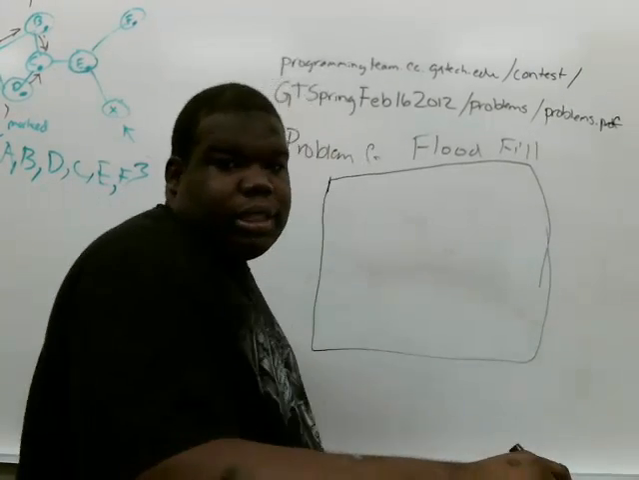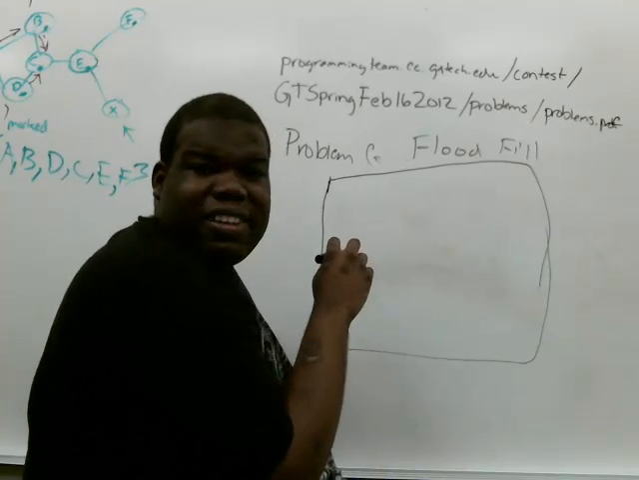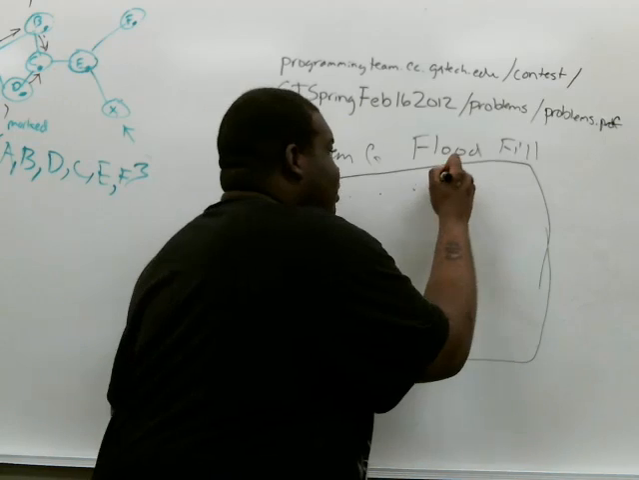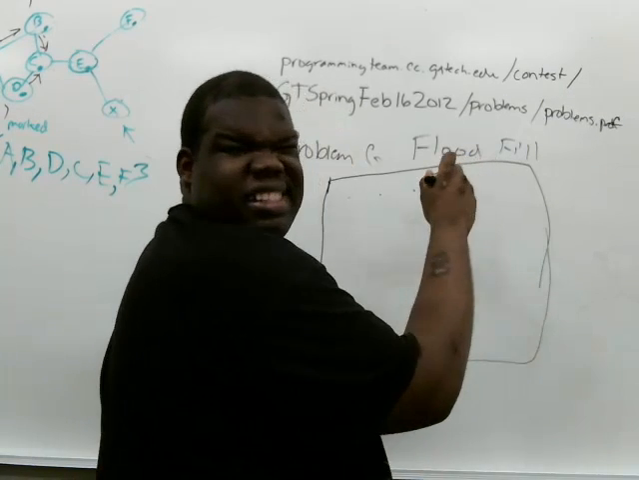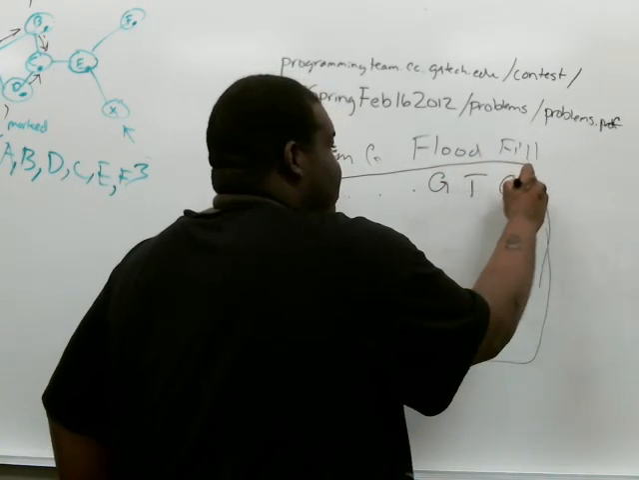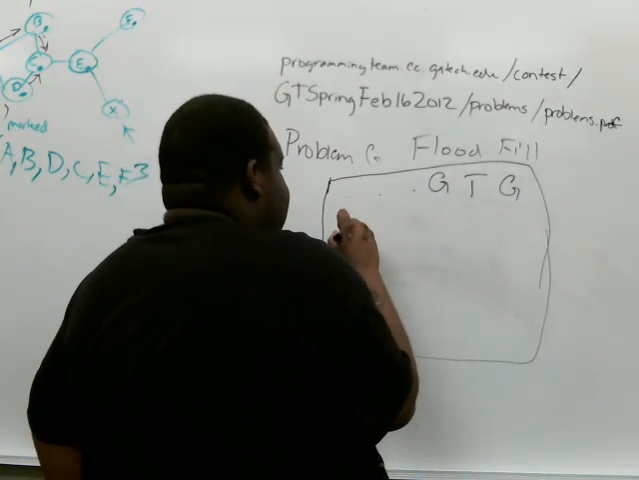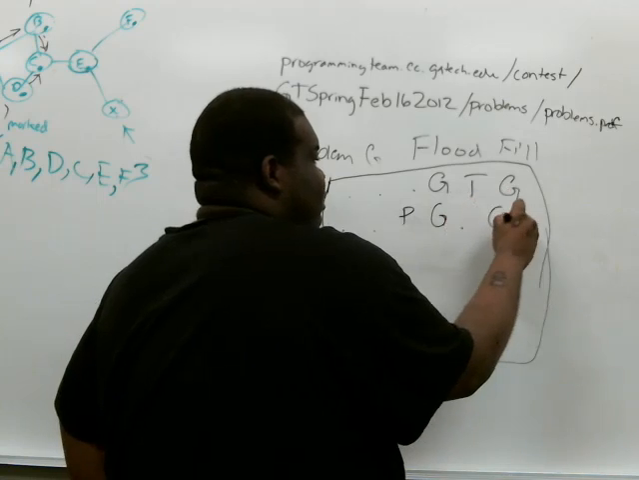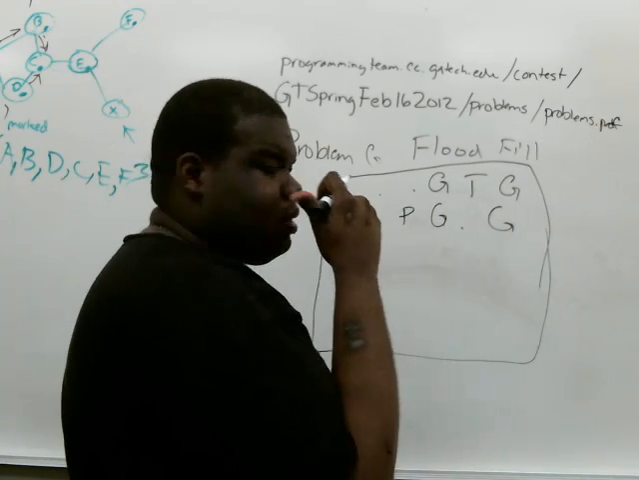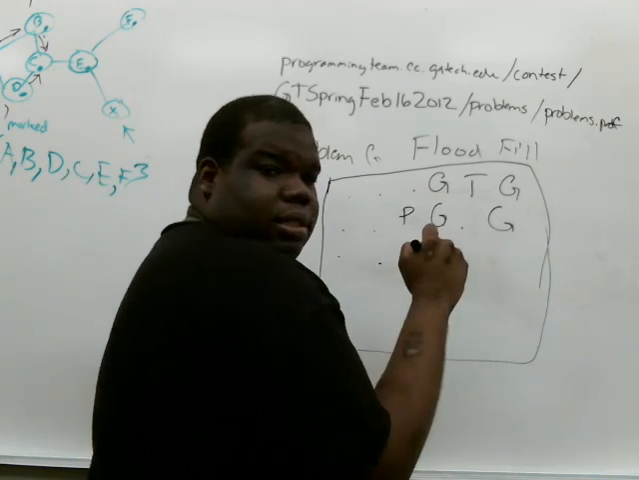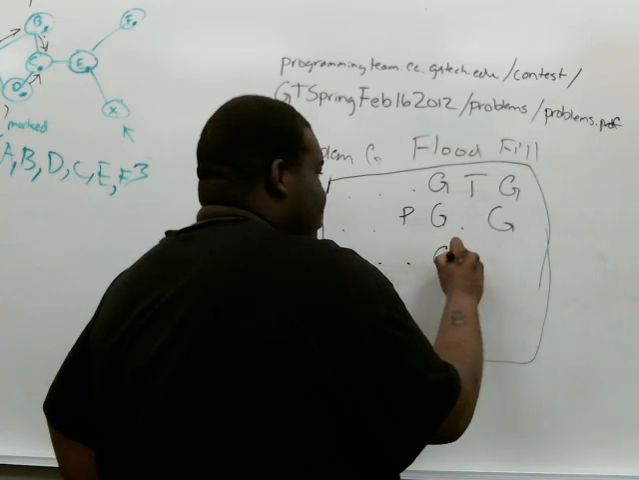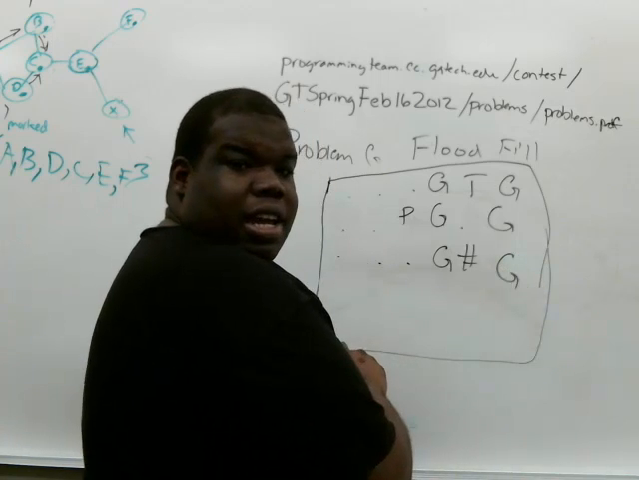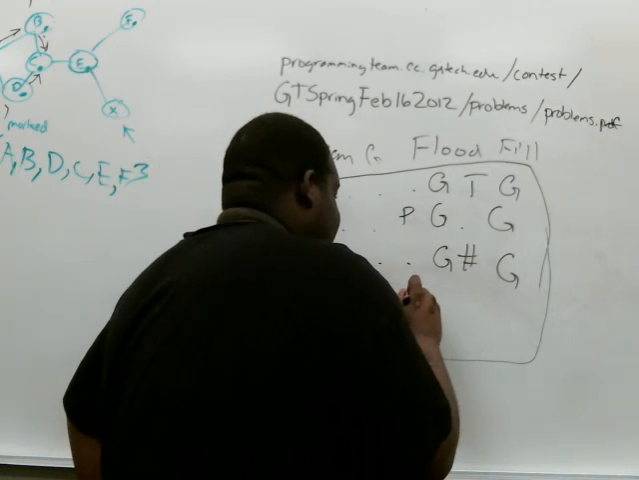Okay. So this problem was, let's see. Okay, so here's a wall. 1, 2, 3, G, T, G. Dot, P. G dot G. Dot dot dot. G wall G. Okay, last one. Dot dot T.